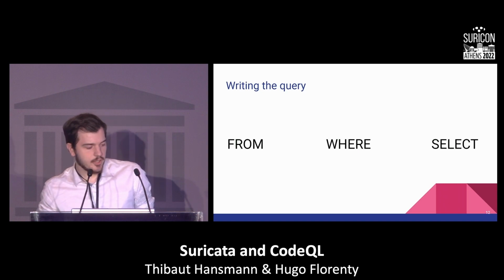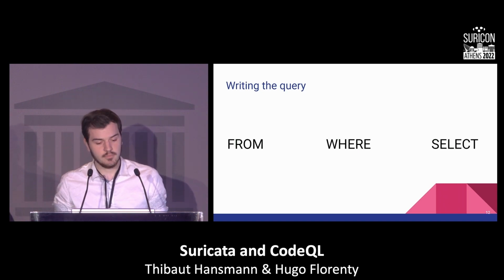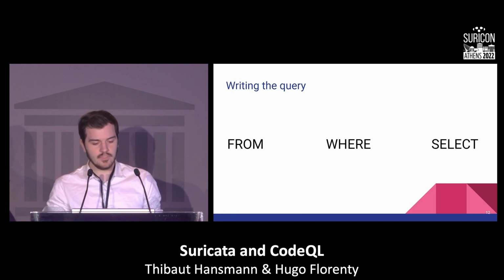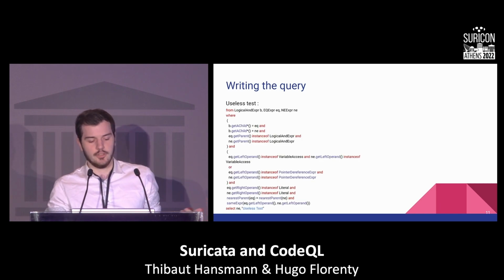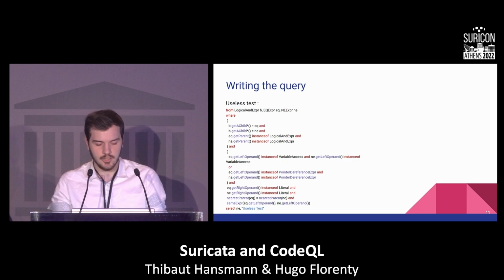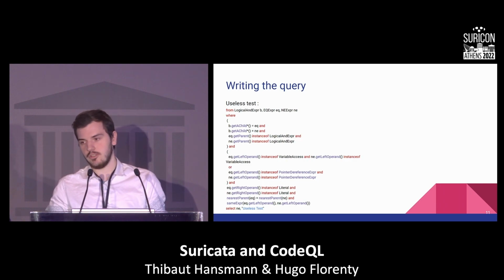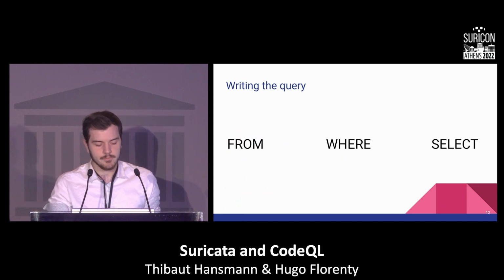The from in CodeQL is used to give you every part you are looking for. For instance, if you go back to the last one, you have a logical and expression, which is just the and in your if. The from allows you to create this variable and to work with this variable in your where or in your select.